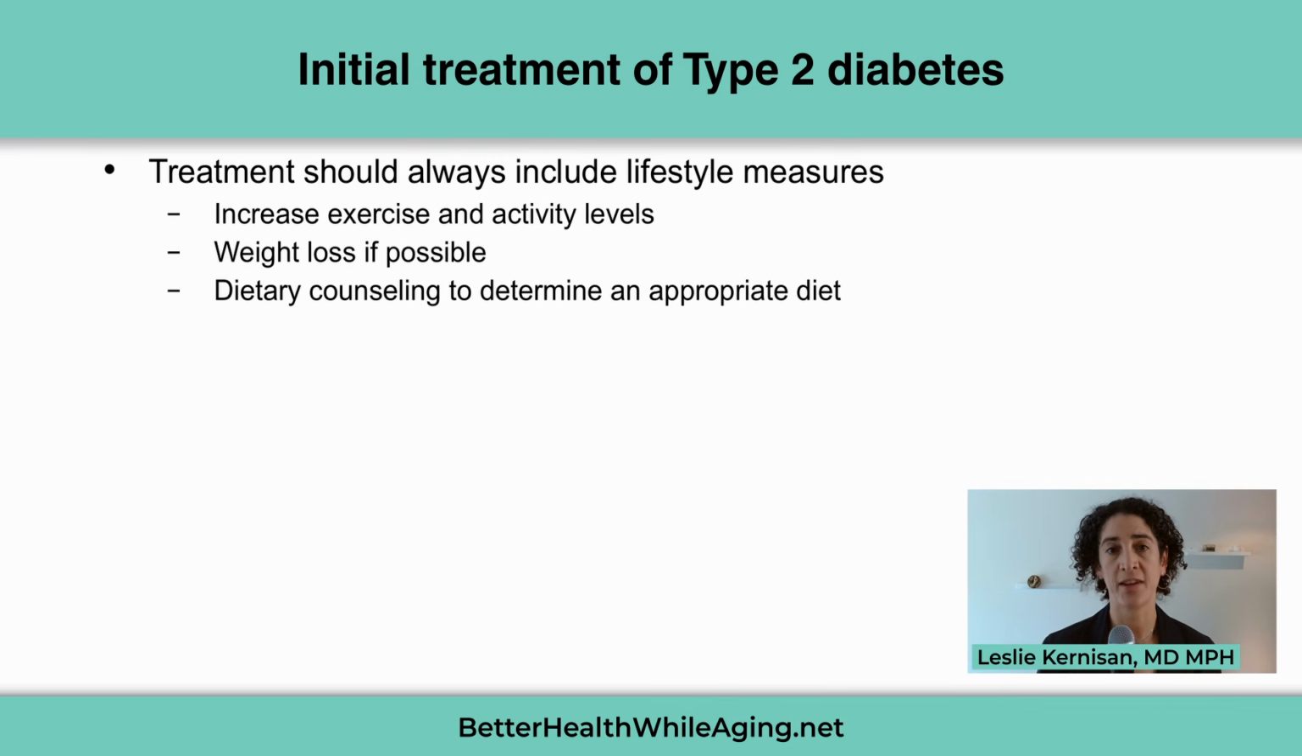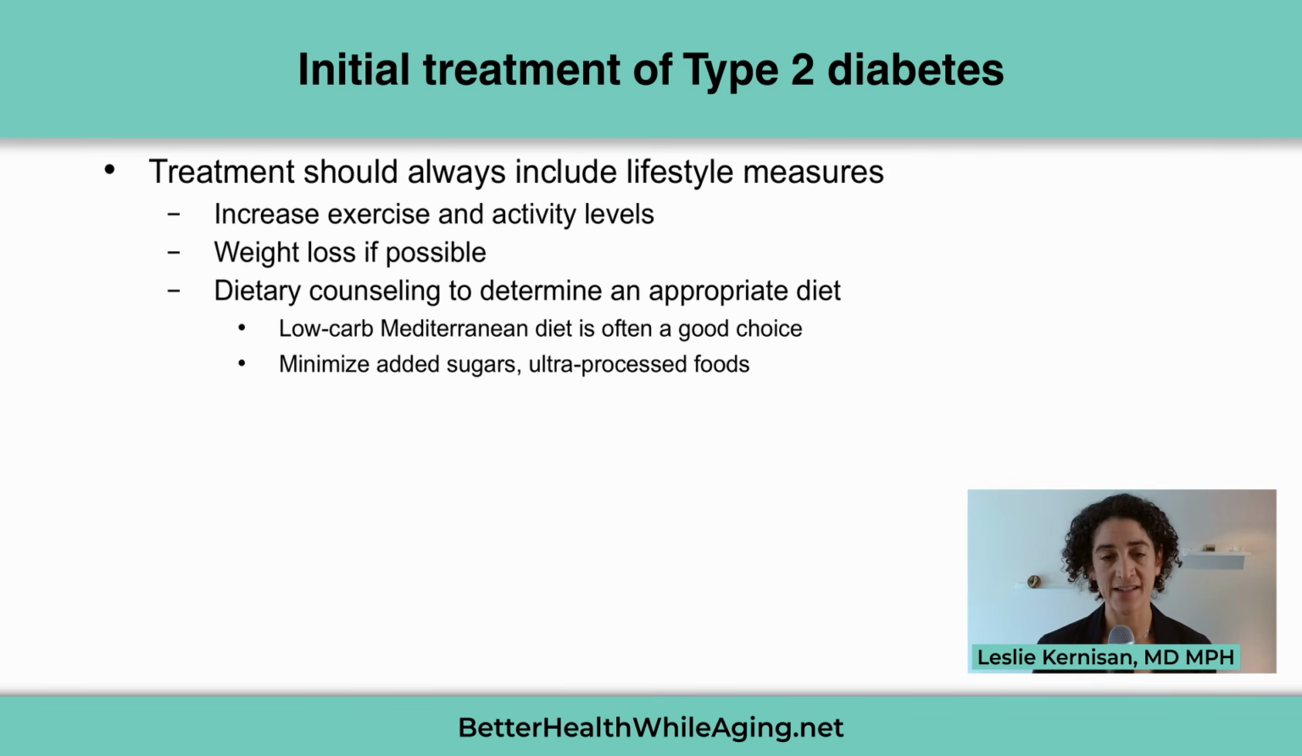And then we definitely want to try some dietary counseling, have somebody work closely with the older person to review what they're eating and see how they can modify their diet so that it's a little bit better for their blood sugar control. Different people are going to respond to different diets. For many people, a low carb Mediterranean diet can be a very good choice, but it's really going to depend on the person. And if you want to learn more about diet and aging, I have a video about that as well. It's always going to be a good idea to minimize added sugars and ultra processed foods.